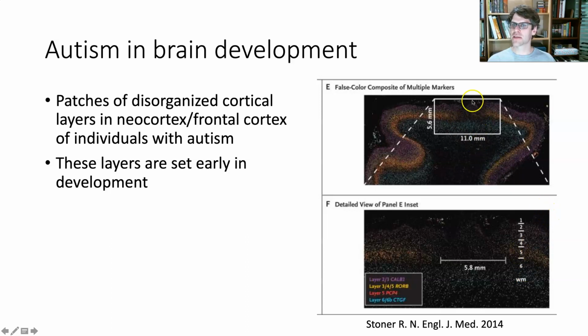But the key here is, if you look in an autistic individual, they can find examples of people in this New England Journal of Medicine article who have gaps where these layers break down. And there's still cells here. It's not just a loss of brain tissue, but they seem to not have formed the correct structure.